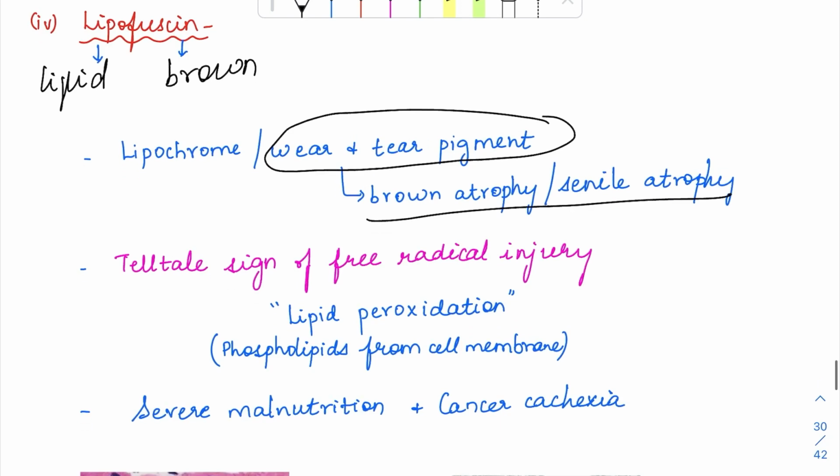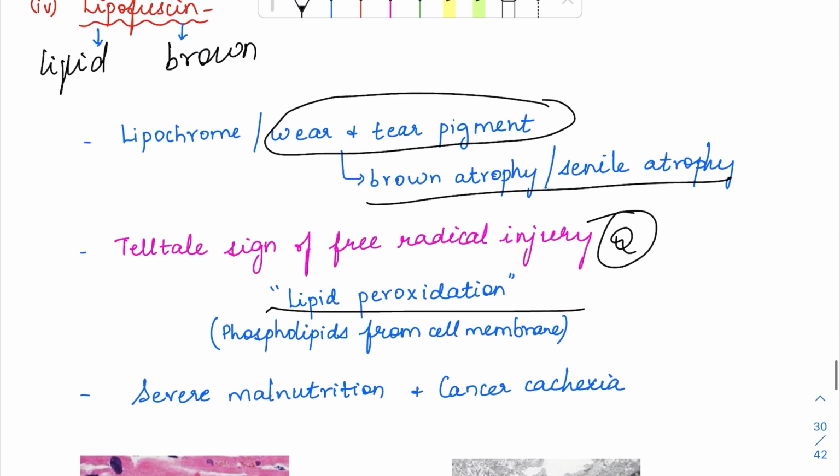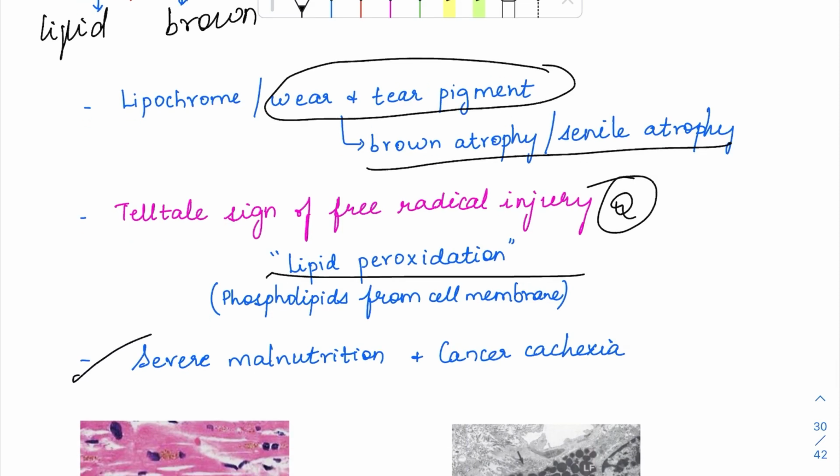So why is it called a wear and tear pigment? Because it is formed as a result of lipid peroxidation. Free radical injury leads to lipid peroxidation in the membrane, right? From this lipid peroxidation of phospholipids derived from the membrane, these lipofuscin pigments are formed. So an increased amount of lipofuscin is a telltale sign of free radical injury, okay? And this lipofuscin is usually seen in the elderly age group and also in severe malnutrition and cancer cachexia.